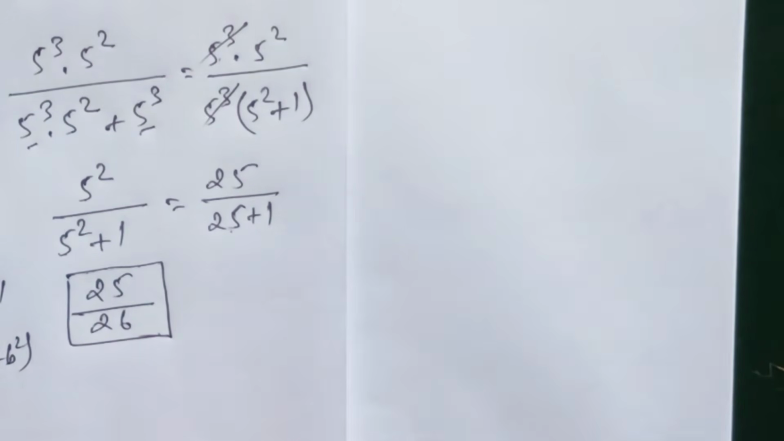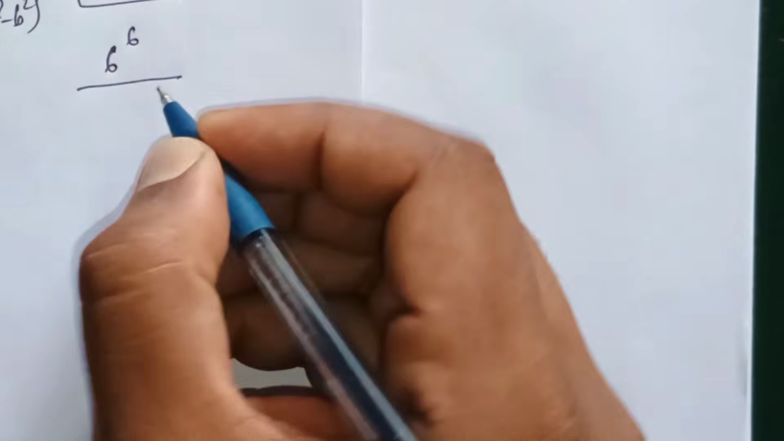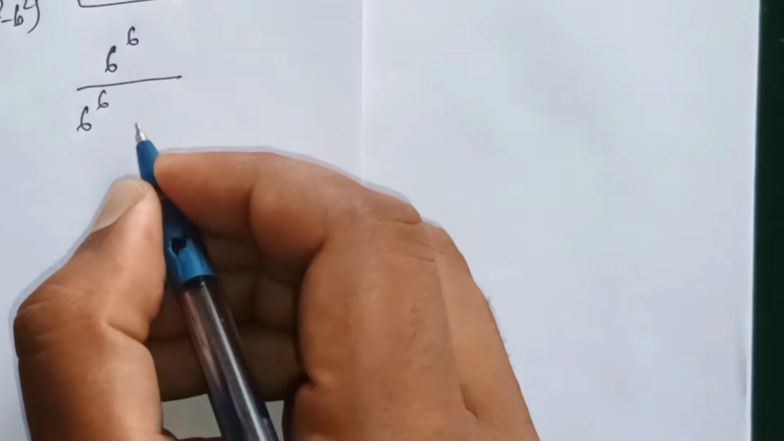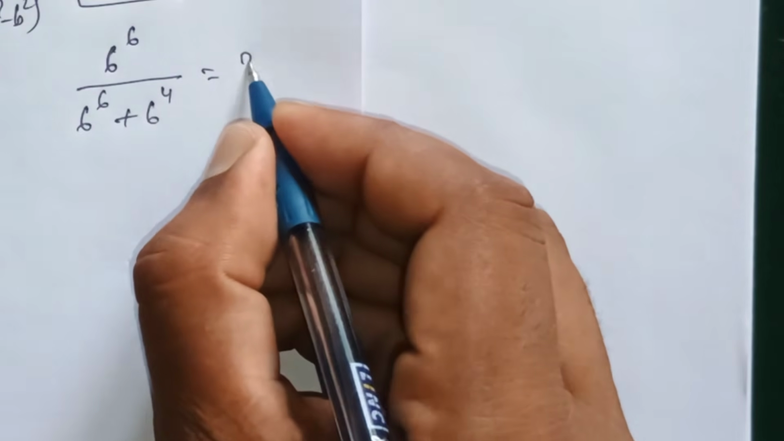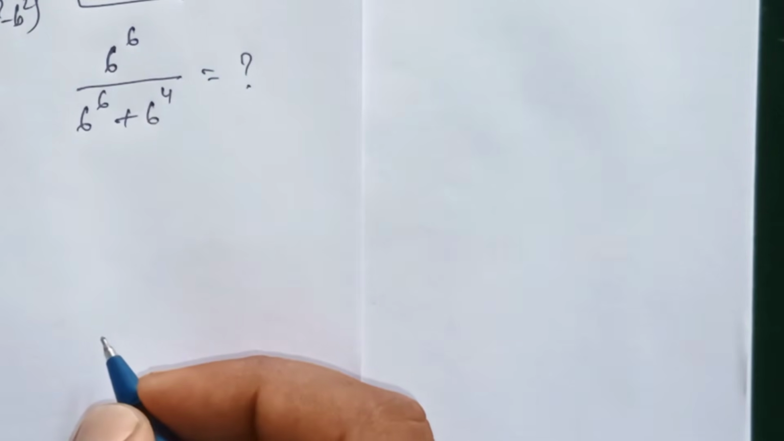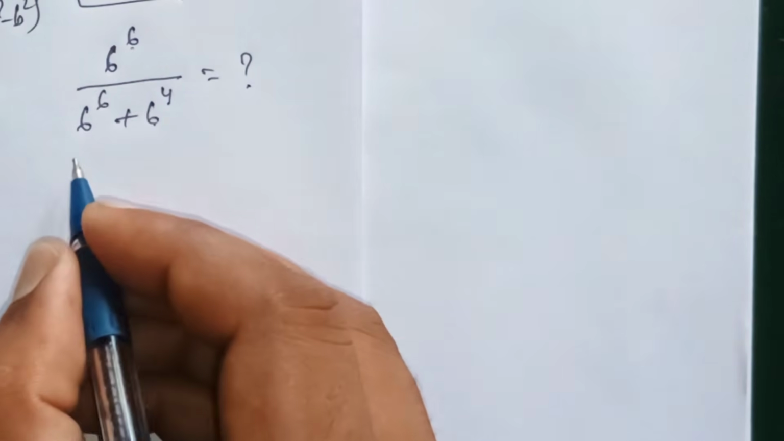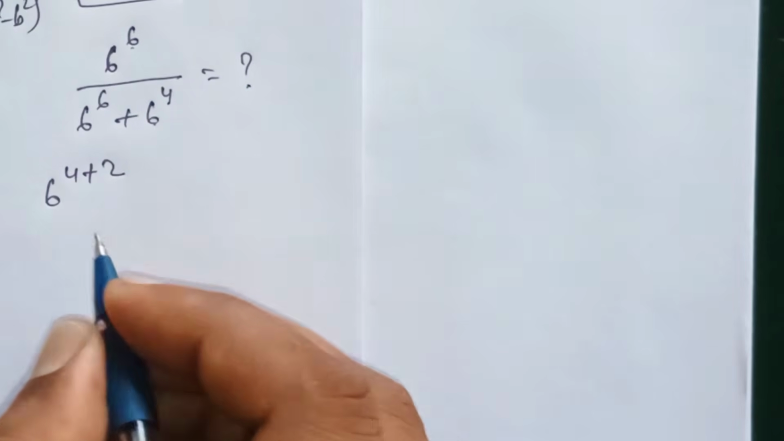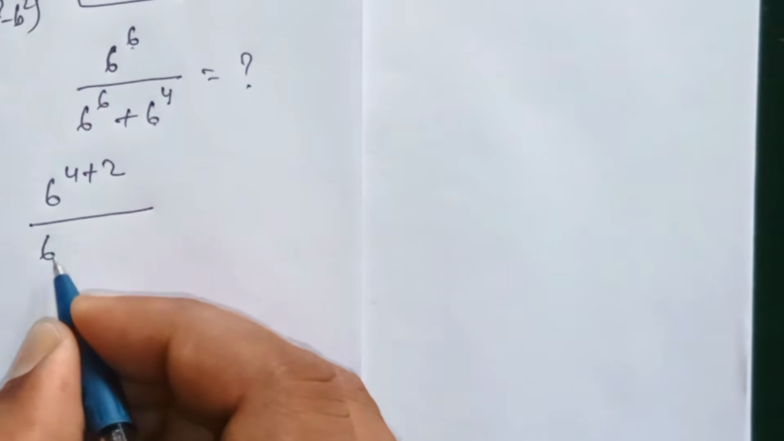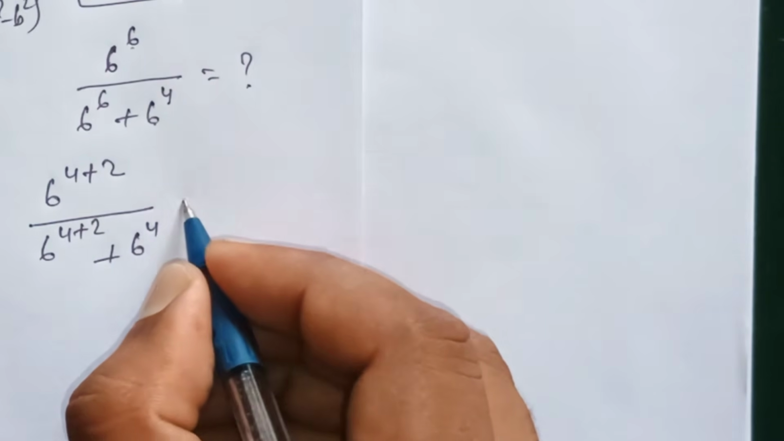See here, second method. If the question is telling 6 power 6 divided by 6 power 6 plus 6 power 4, then what is the value of this radical math problem? See here 6 power 4, here 6 power 6. So here 6 power 4 plus 2 divided by 6 power 4 plus 2 plus 6 power 4.